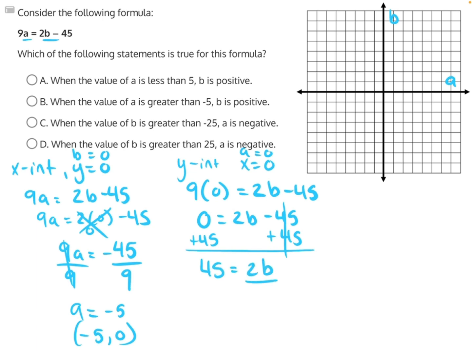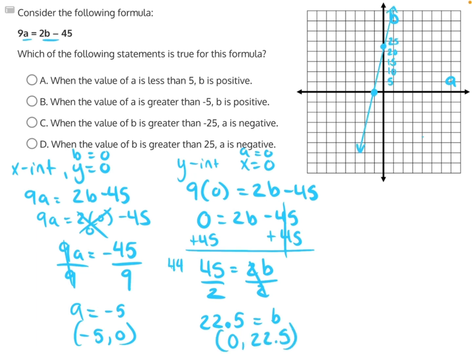Then 2 is being multiplied to b, so the opposite operation is division. These will cancel, leaving us with 2 going into 45. You can estimate 44. 2 can go into 44 22 times. And then to go into that one more, we would need 0.5. So 22.5 is equal to b, or the coordinate point 0, comma 22.5.